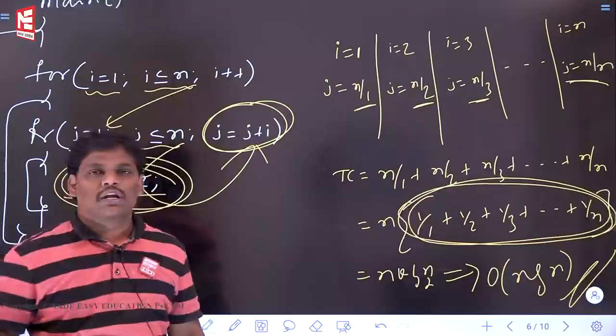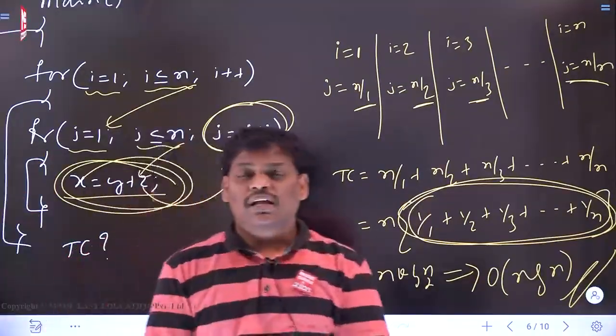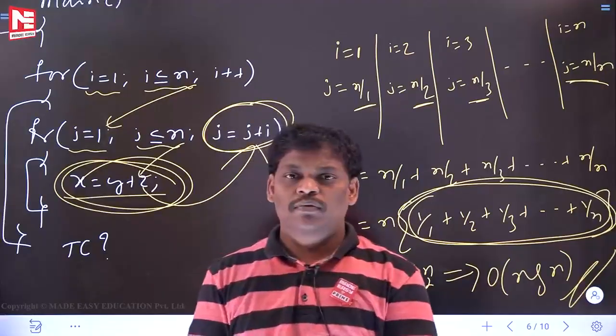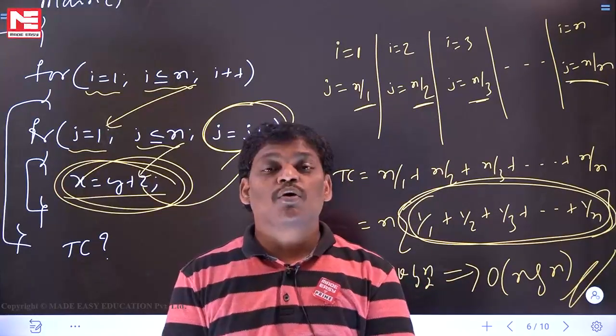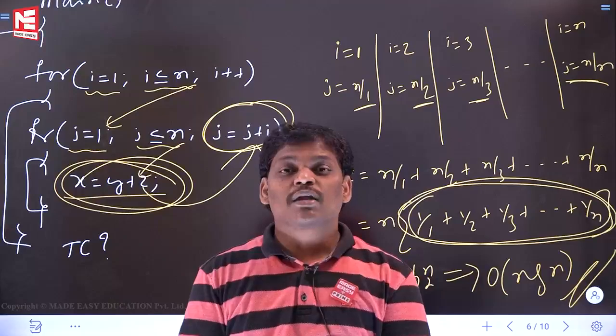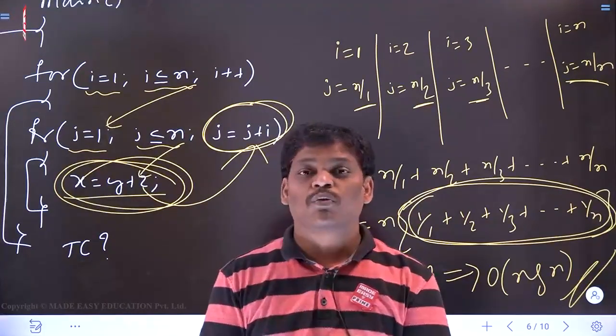Please be careful. Now I think it is the correct time to ask you: are these inner loops or outer loops? Inner loops. Normally for inner loops you have to multiply, but I have not multiplied. What is the reason?